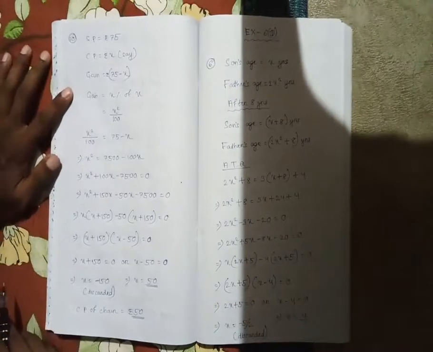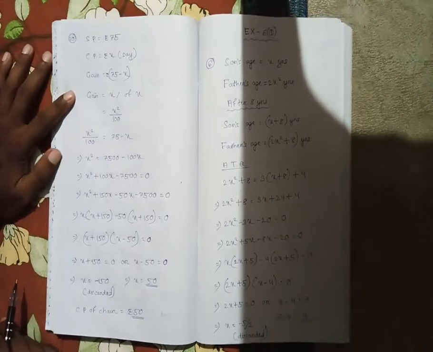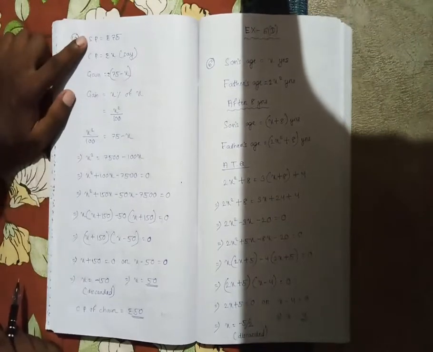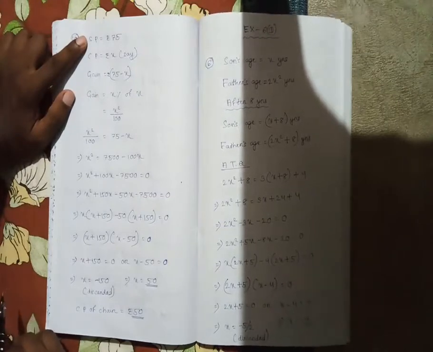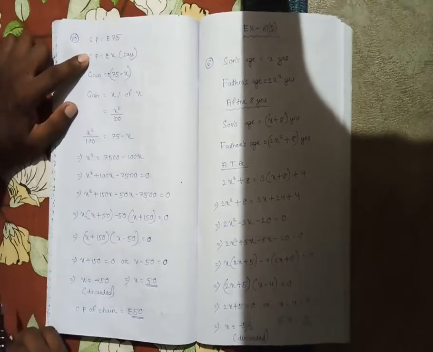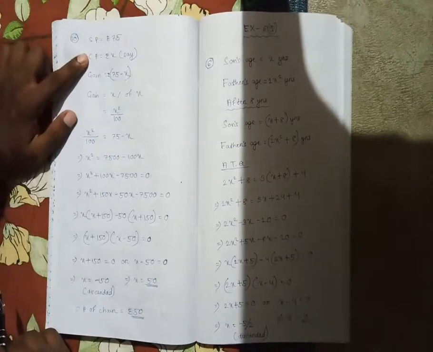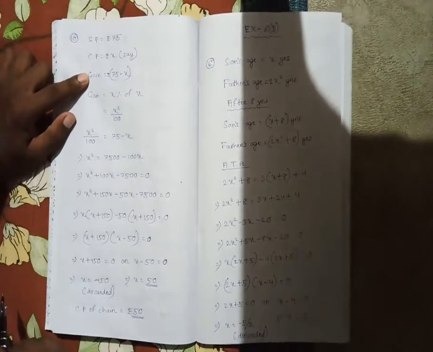Now move to number 10, last number. By selling a chair for rupees 75, so SP is equal to 75 given in the question. Mohan gained as much percent as its cost. Okay, so let the CP of the chair be X. So gain is equal to SP minus CP, so 75 minus X rupees.